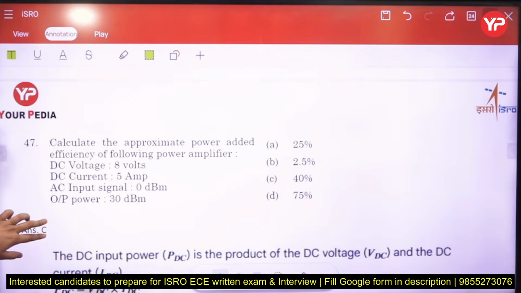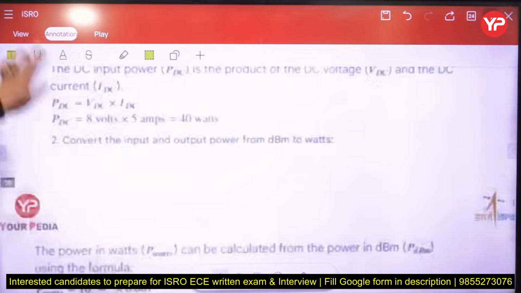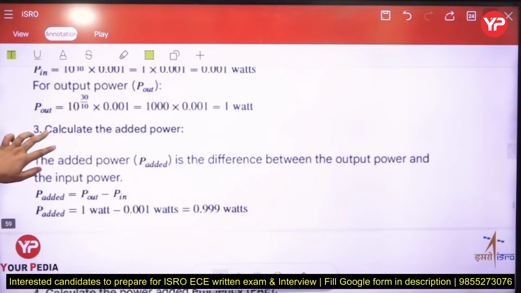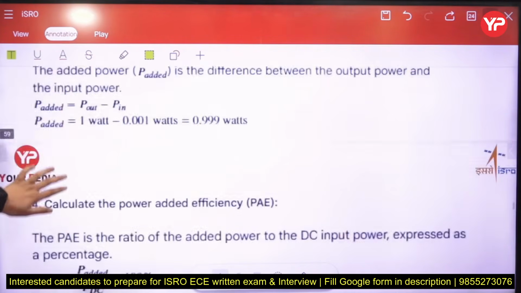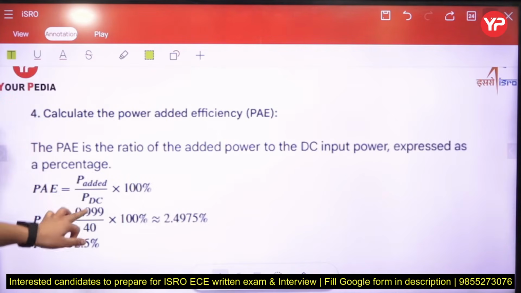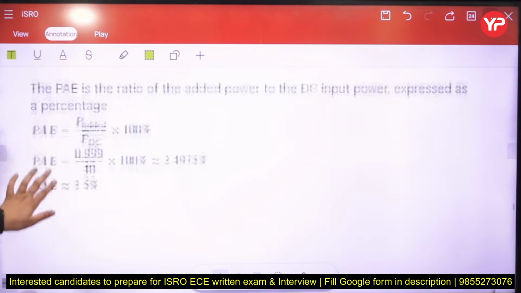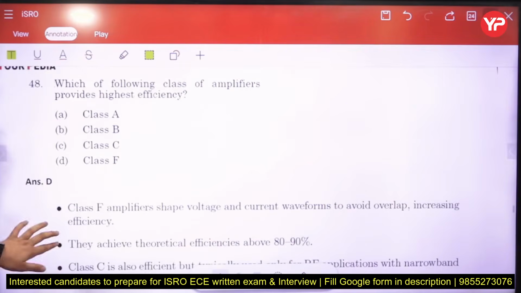We have to calculate the approximate power added efficiency. So when you calculate the added power, it will be 1 minus 0.99 volt, and when you are calculating the efficiency, added power divided by DC power, that will be 0.99 divided by 40, that will be 2.5%.